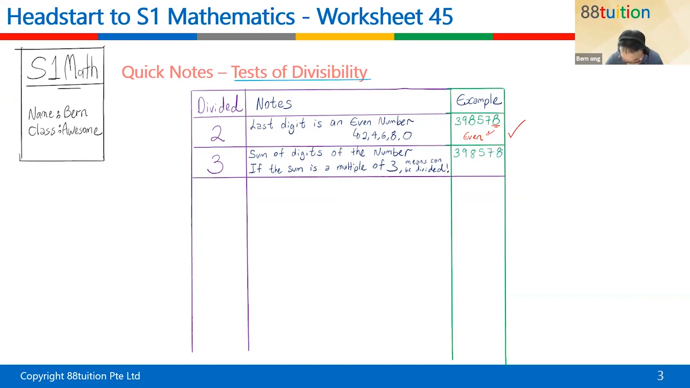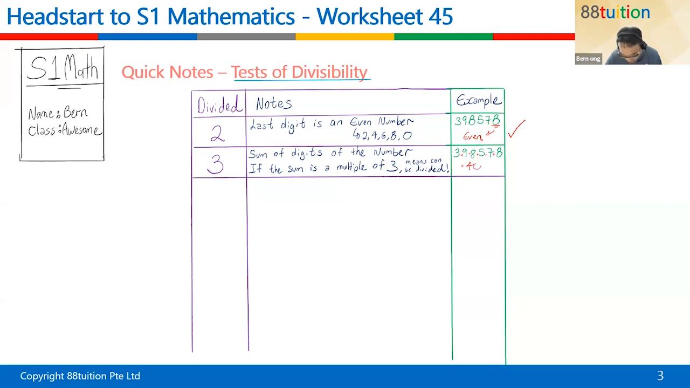398578. What do you do? You're supposed to find the sum of digits. That means you add them up together, plus, plus, plus. All right, let's play cheat a bit. Let's use the calculator to add. So down here, let's take 3 plus 9 plus 8 plus 5 plus 7 plus 8. That's the meaning of adding the digits. So 3 plus 9 plus 8 plus 5 plus 7 plus 8 is equal to 40.